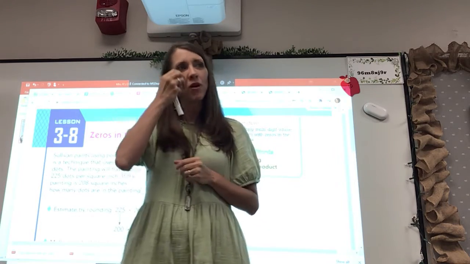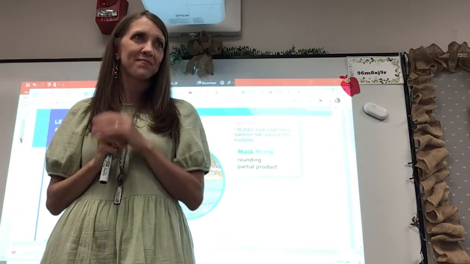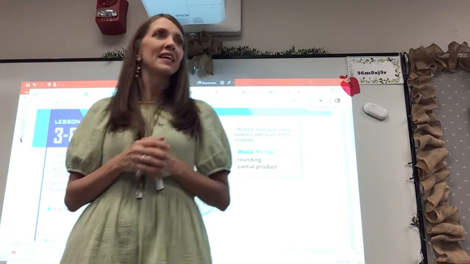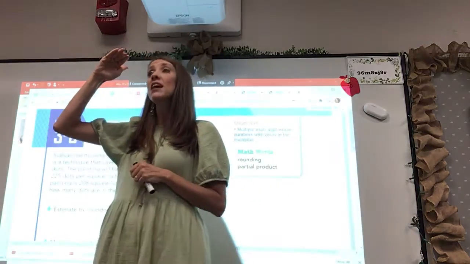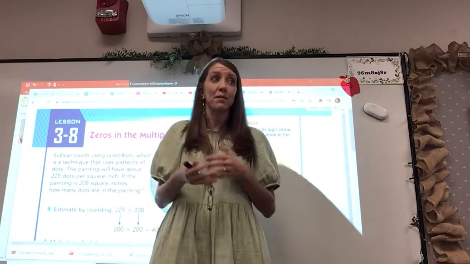The top one or the bottom one? The first one or the second one? Kayla? The second one. Yep, the top one is the multiplicand. The second one or the bottom one is the multiplier. It's what you're multiplying it by.